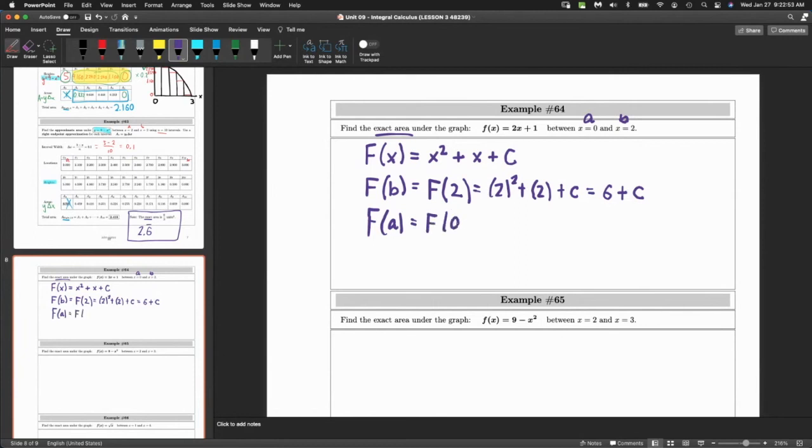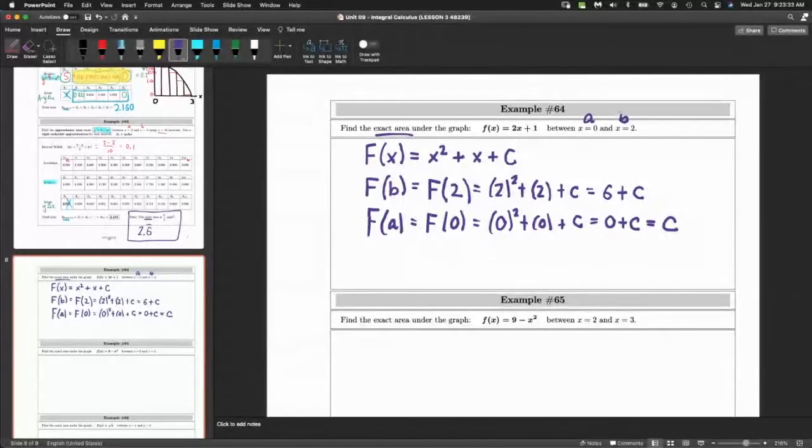It's f of 0, which is, yes, that is correct. Thank you. It's 0 squared plus 0 plus c. Now, if you're wondering, what are you doing here? How is this working? It's related to something called the fundamental theorem of calculus. This is the most fundamental, I'm using the word fundamental again, the most important equation in calculus. It's two sides of the same coin.